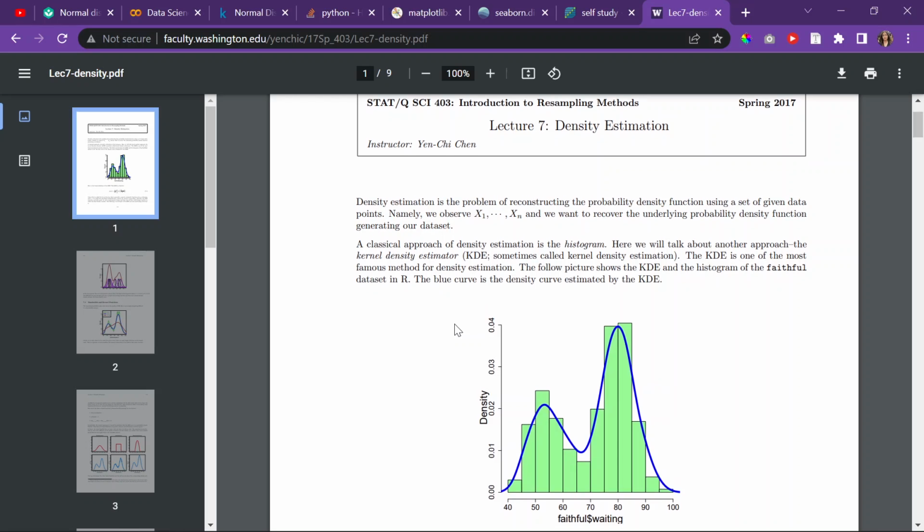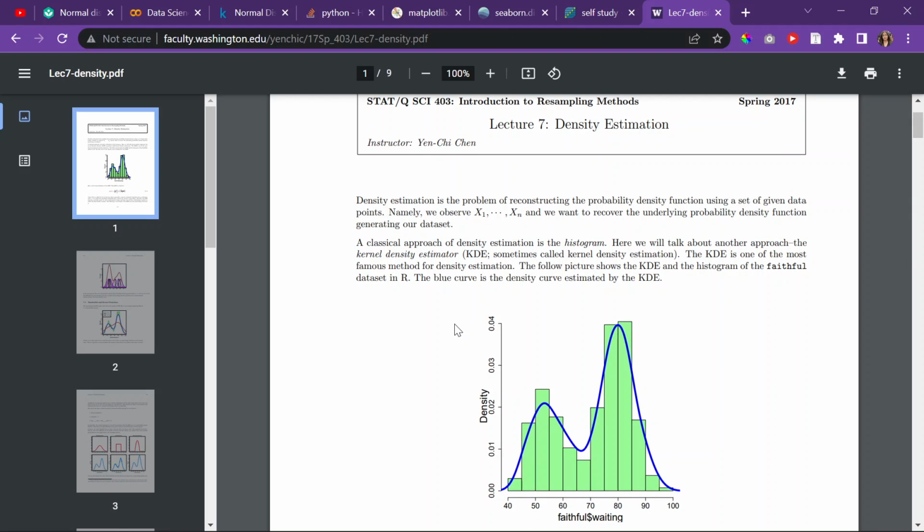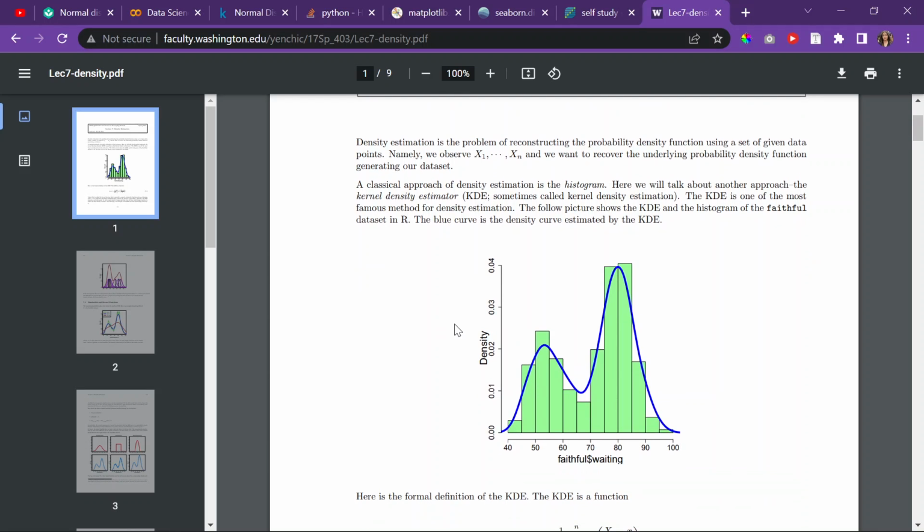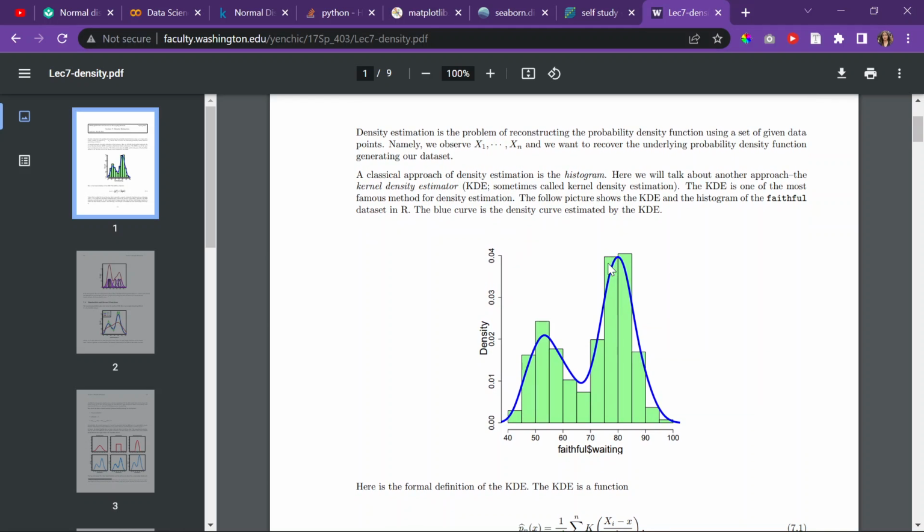Density estimation is the problem of reconstructing the probability density function using a set of given data points. Namely, we observe blah blah blah, and we want to recover the underlying probability density function generating our data set. So a classical approach of density estimation is the histogram. Interesting. Density estimation is the histogram. Here we will talk about another approach, the kernel density estimator. The KDE, sometimes called kernel density estimation, is one of the most famous methods for density estimation. Histogram of the faithful data set in R. The blue curve is the density curve estimated by the KDE.